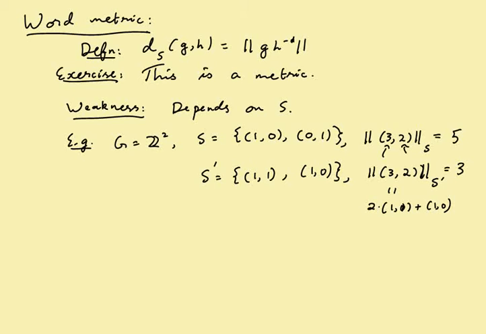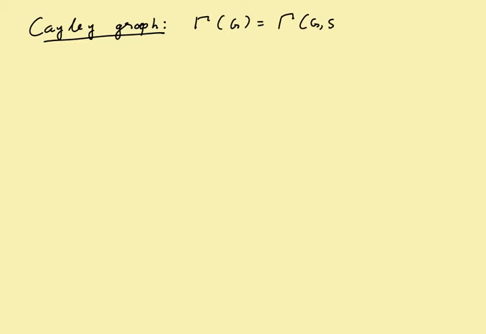So this is what we'll address later, but for now let's look at another construction of a metric space associated to a group. So we take a Cayley graph. Well, this is gamma of the group, but it's really gamma of G comma S. Okay, so this is a graph. And to tell you a graph, I have to say what the vertices are. So vertices are just elements of G.